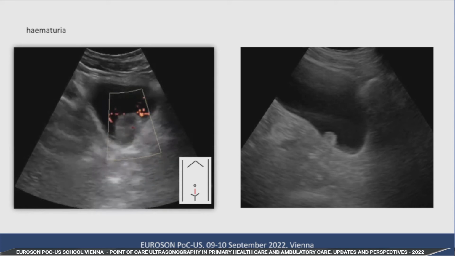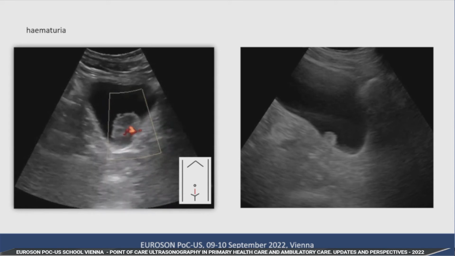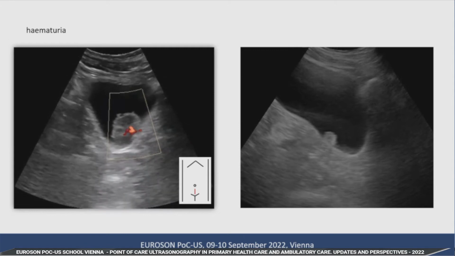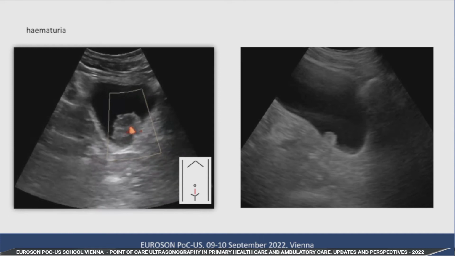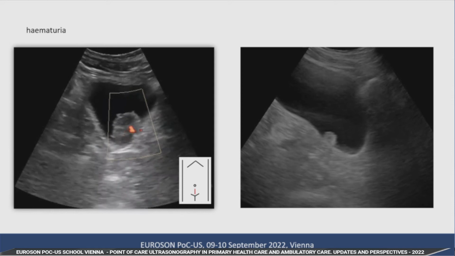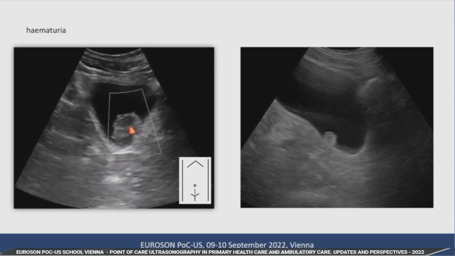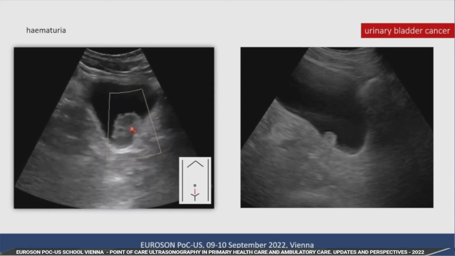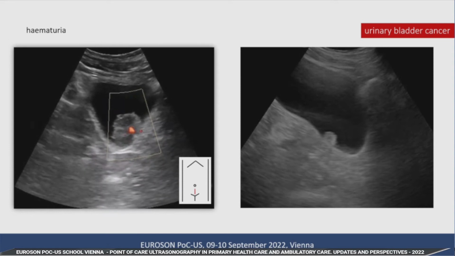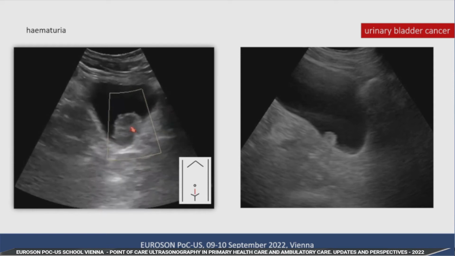Of course, whatever we see in the urinary bladder, we need to put a Doppler on to make sure if there's vascularity. We need to ask the patient to change position to see if the lesion is changing position or changing shape. Because if it is, it has much more to do with stones or fluid inside. But if we see a lesion like that, this is urinary bladder cancer. This is the final diagnosis. We see the tumor, we diagnose our patients.